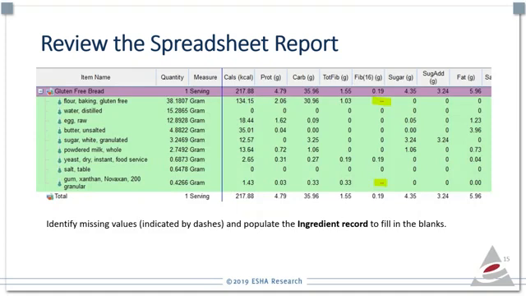If you do see dashes on the spreadsheet, you want to fill in the blanks. To fill in the blanks, you would open the ingredient record. So here, for instance, the flour, the gluten-free flour, go back to the ingredient record for the gluten-free flour and fill in the fiber data for that item. It will carry forward, populate in the recipe, as well as the label that is created from that recipe.